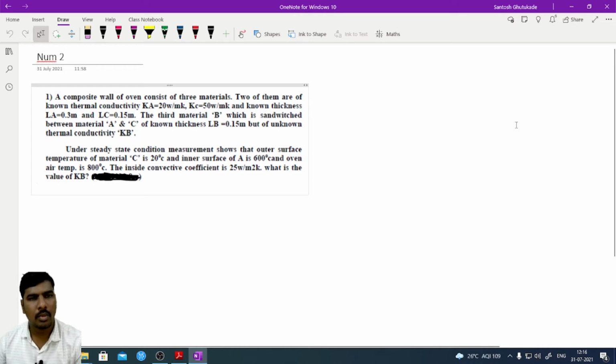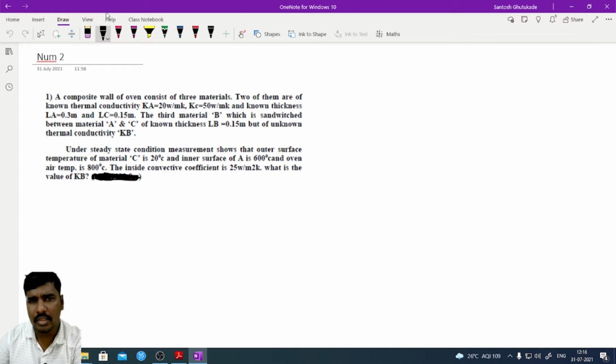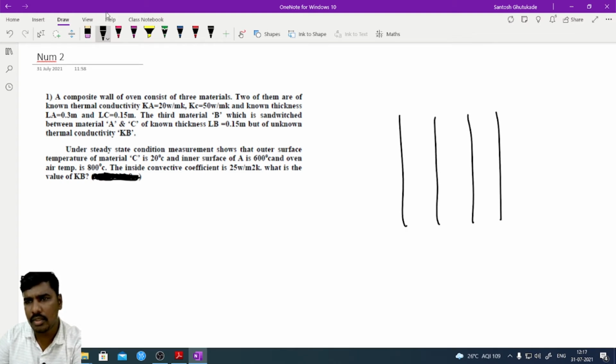A composite wall of an oven consists of three materials. Two of them are of known thermal conductivity. When it is given in the problem that it is made of three materials, I will take three layers of a wall. Two of them are of known thermal conductivity: Ka is 20, Kc is 50, and known thicknesses LA 0.3 and LC 0.15 meter.